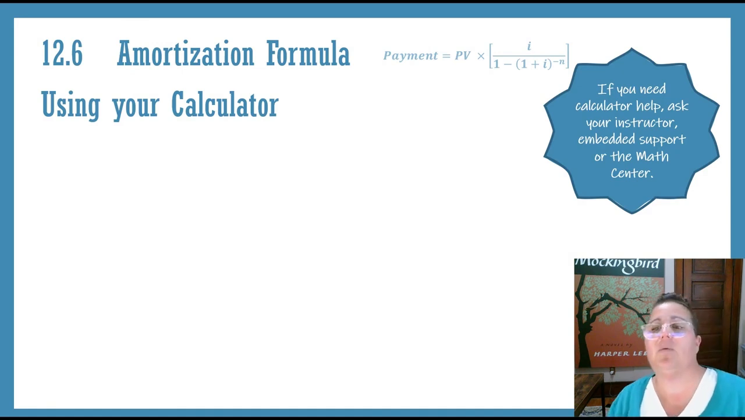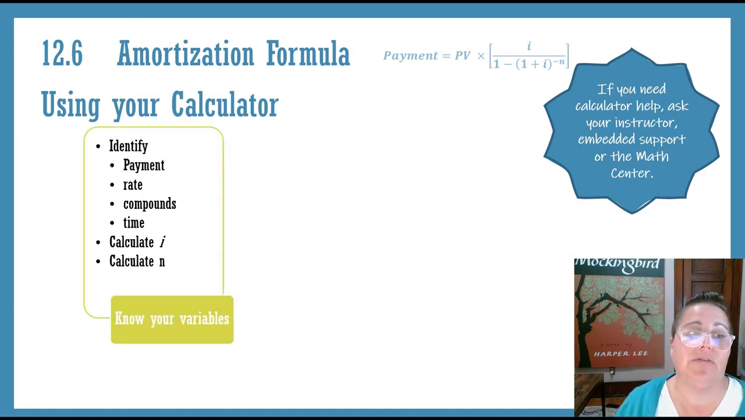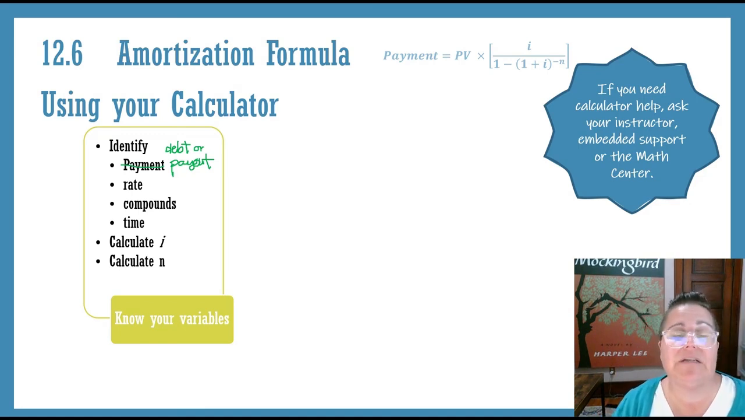Using your calculator, you want to be sure that you know your variables. That is, that you can identify, I'm going to need the debt or the payout, that you can tell your interest rate, the number of compounding periods, and the time in years. You'll need this information to calculate your I value and your N value.